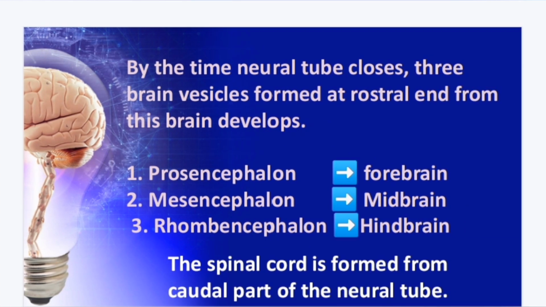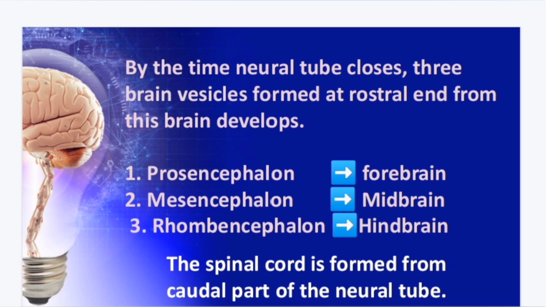By the time the neural tube closes, 3 brain vesicles are formed at the rostral end. From these, the brain will develop. The first brain part is the prosencephalon, which later develops into the forebrain. Then comes the second part, the mesencephalon, which develops into the midbrain, and the rhombencephalon, the third part, develops into the hindbrain. The spinal cord mainly forms from the caudal part of the neural tube.